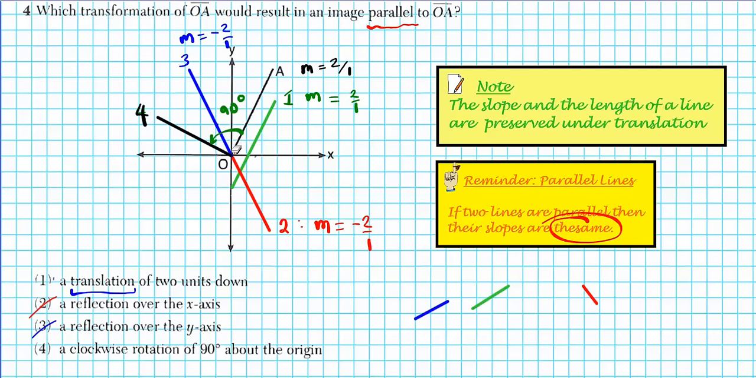Slope of this line should be the negative reciprocal of this. Remember, if two lines are perpendicular, then the product of the slopes is -1, or the slope of one is a negative reciprocal of the other. Well, let's see if that's the case here.